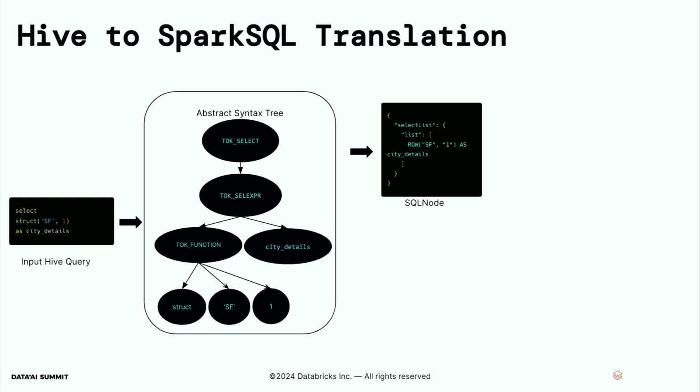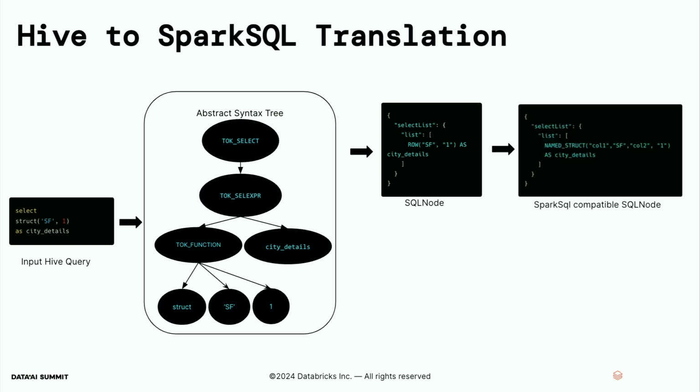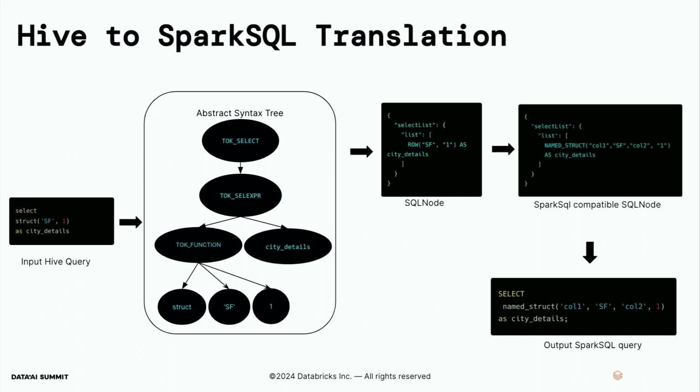Now this SQL node tree is traversed in a pre-order manner and each node is transformed into a SparkSQL compatible SQL node. So this becomes this SparkSQL compatible SQL node tree. Here you'll see that row is transformed into named_struct and all the corresponding arguments are also transformed accordingly. Now this tree is again traversed and each node is then converted into the corresponding language string. So we get the output SparkSQL query.